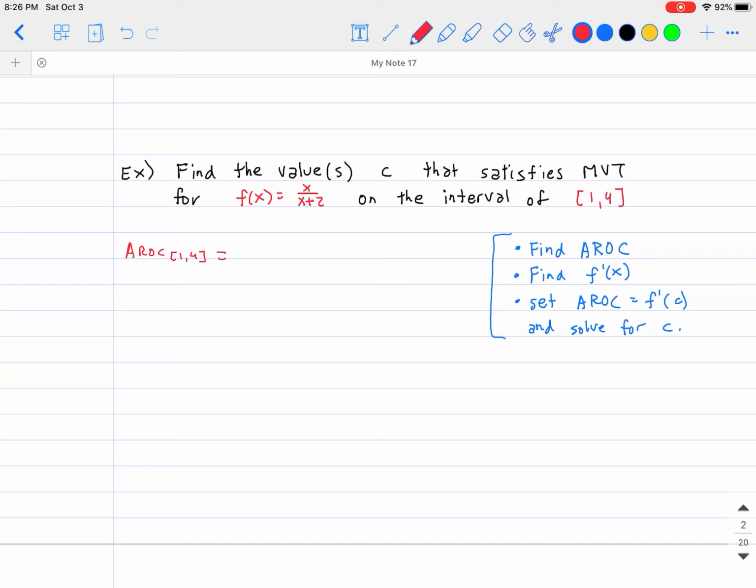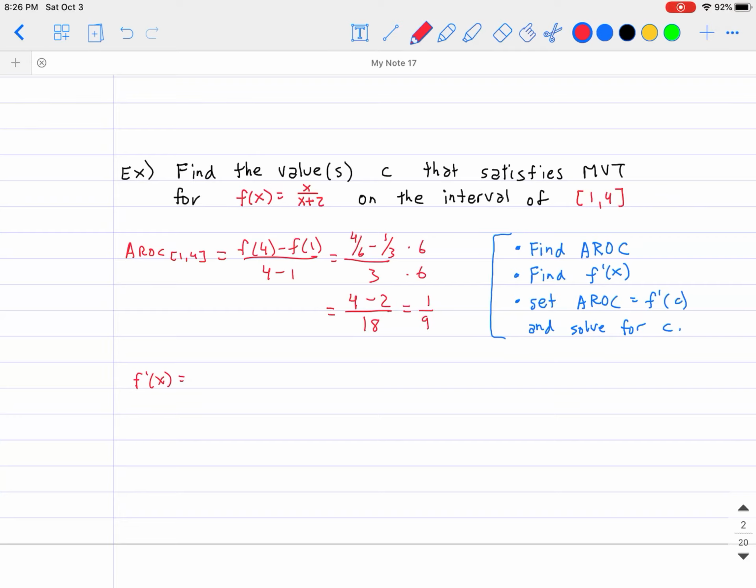So the average rate of change within the interval from 1 to 4 is going to be equal to f of 4 minus f of 1, all divided by 4 minus 1. Numerically, that looks like it's going to be 4 over 6 minus 1 over 3, and all divided by 3 in this case. To make my life a little bit easier, I'm going to multiply both top and bottom by 6 to clean up the math. I'm going to get 4 for the first part, minus 1/3 of 6, which is 2, and then all divided by 18. So the average rate of change, or the average slope in this case, is going to be 1/9, because it's 2 out of 18.